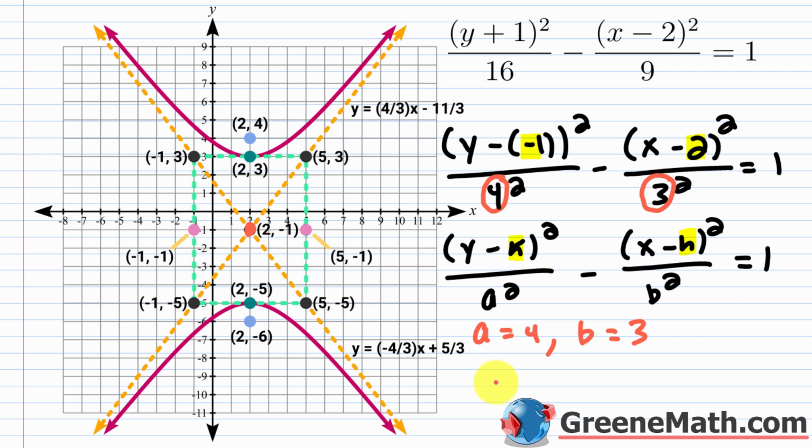In terms of the covertices, remember that if the transverse axis is vertical, the conjugate axis is going to be horizontal, because the transverse axis is perpendicular to the conjugate axis.